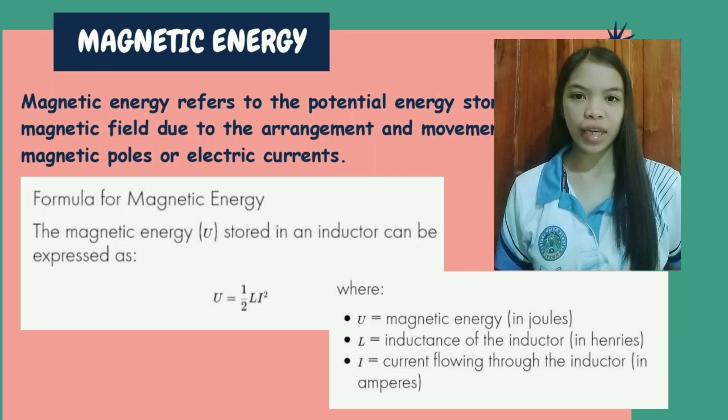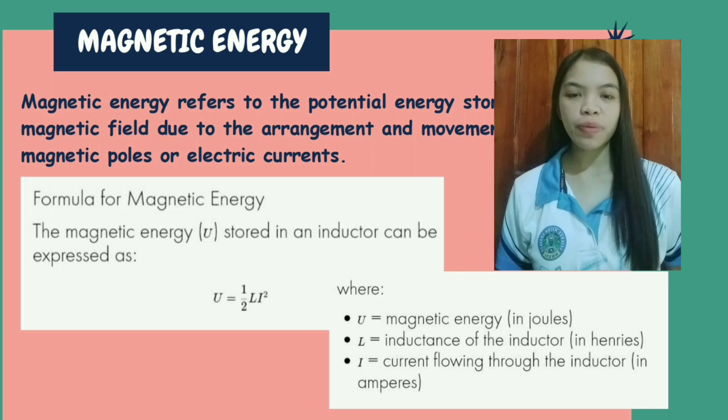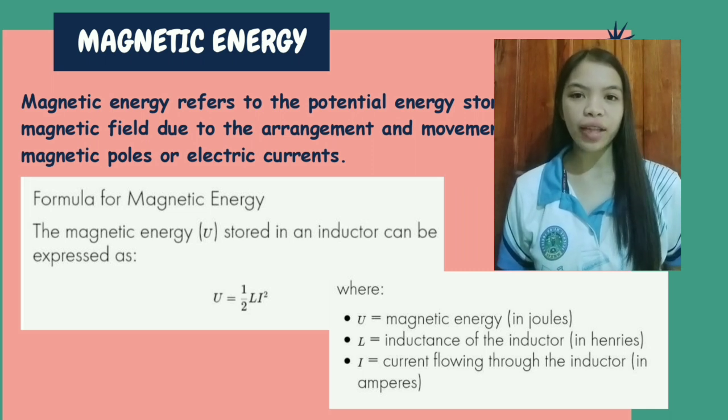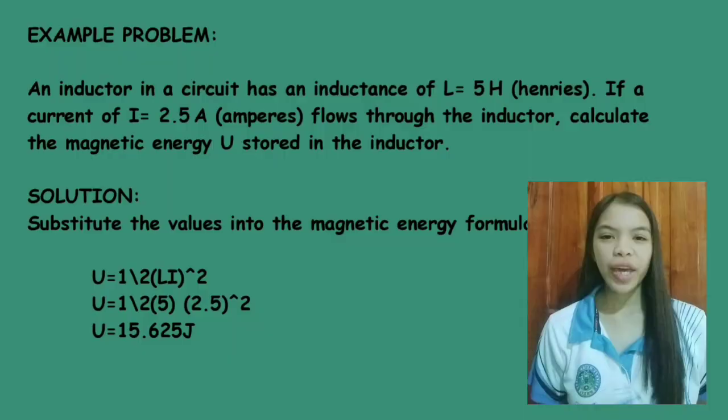Magnetic energy. It refers to the potential energy stored in the magnetic field due to the arrangement and movement of the magnetic poles or electric currents. The magnetic energy stored in an inductor is expressed as stated. Here is an example problem.